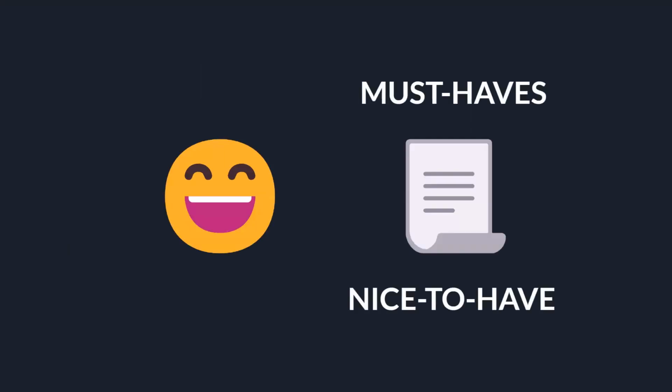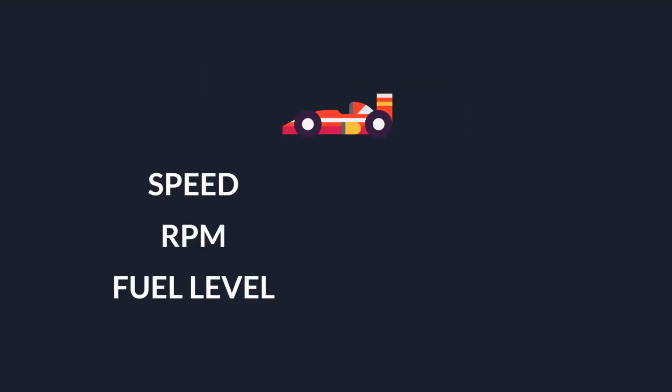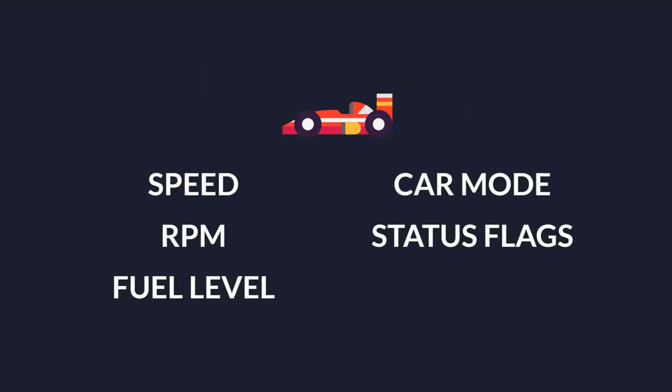Well, we first started off defining some requirements for the HMI. We wanted our HMI to display crucial data coming from the race car, including speed, rotations per minute, and fuel level. We also wanted the HMI to be able to send commands to the race car, including setting the car mode, for example, attack or defend, setting current status flags, and setting various maximum speeds under different situations.